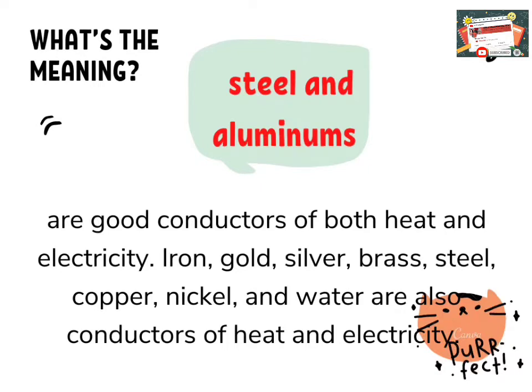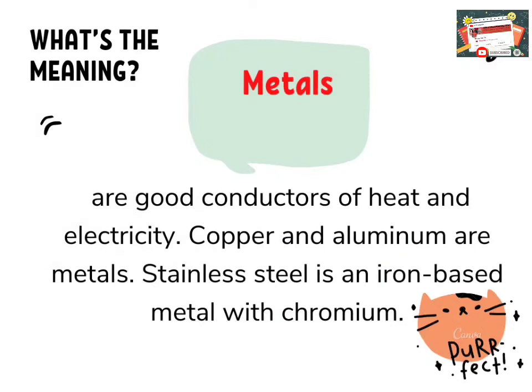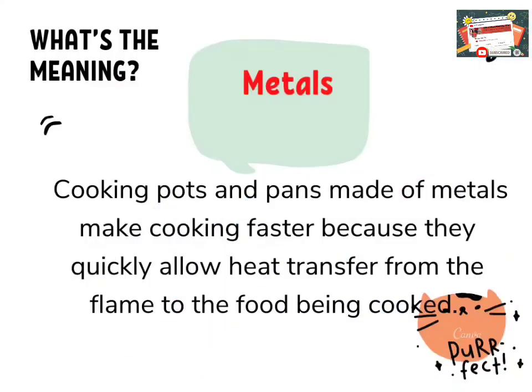Most insulated power cables in supply systems are aluminum cables. Almost all heat sinks for semiconductors are made of aluminum. Metals are good conductors of heat and electricity. Copper and aluminum are metals. Stainless steel is an iron-based metal with chromium. Cooking pots and pans made of metals make cooking faster because they quickly allow heat transfer from the flame to the food being cooked.